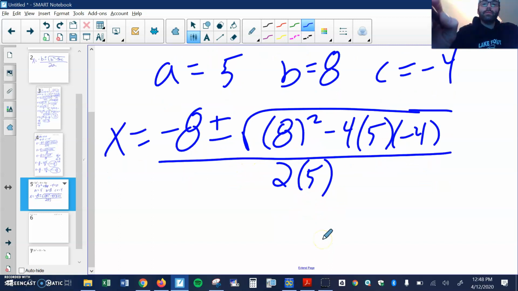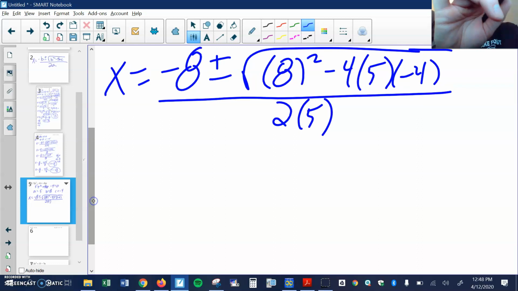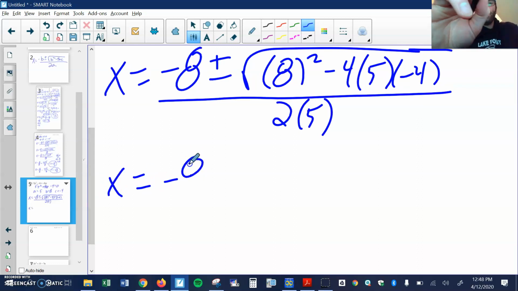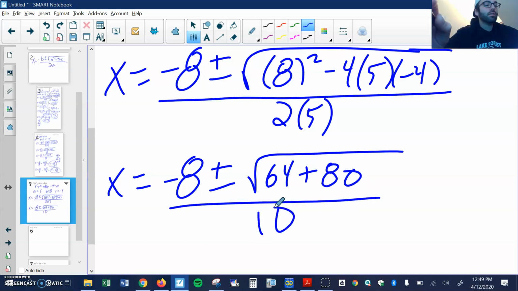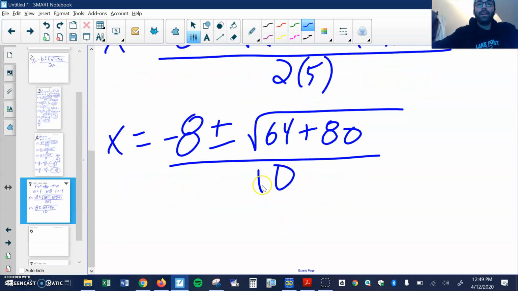And we're still going. I heart math. Here we go. X equals negative 8, plus or minus. 8 squared is 64. 4 times 5 is 20. 20 times 4 is plus 80. All over 10. Okay, so I get negative 8.